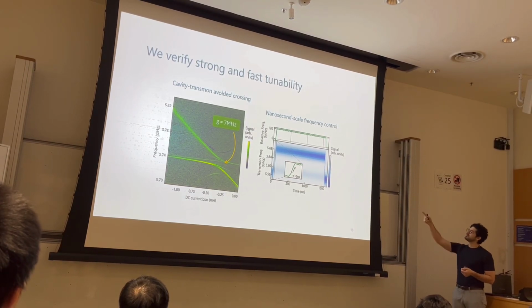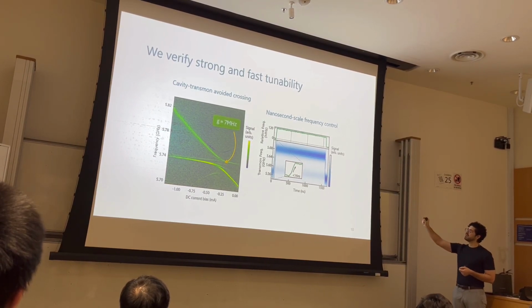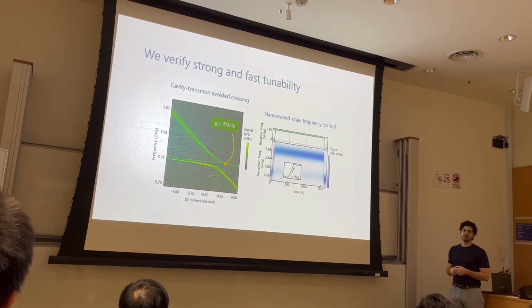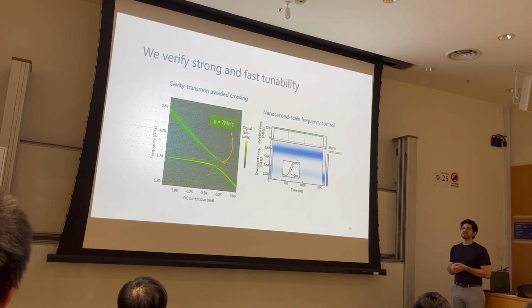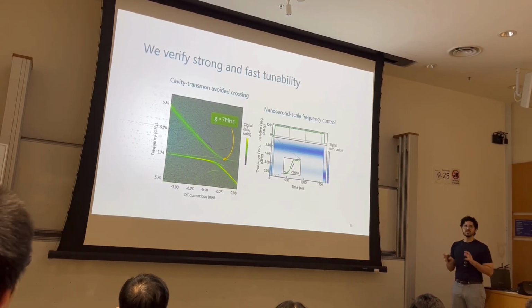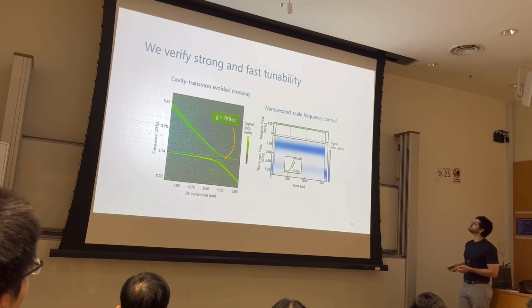By applying flux current step pulses, we can measure the frequency of the transmon over time, and we see that the response is under 16 nanoseconds, which is much faster than the coherence rate of our system. So that means we can use this within the same experiment easily.